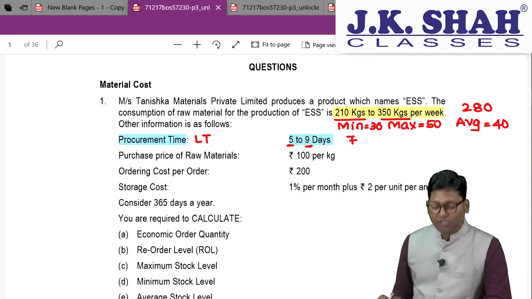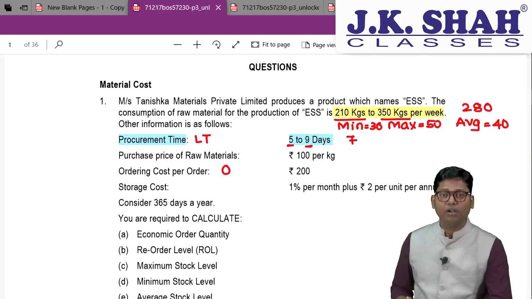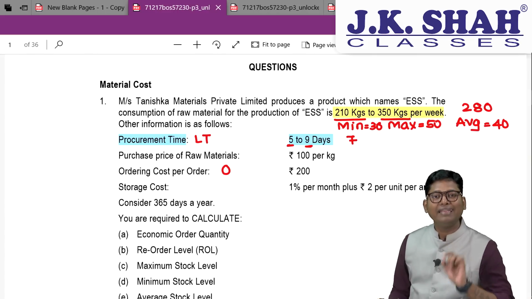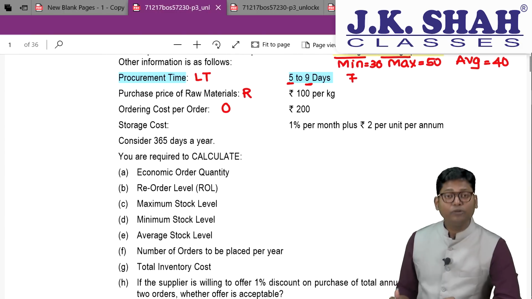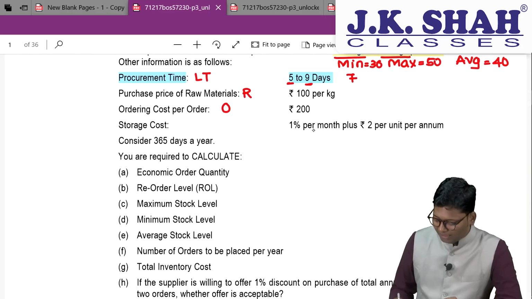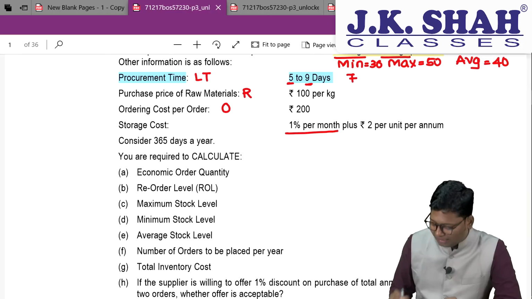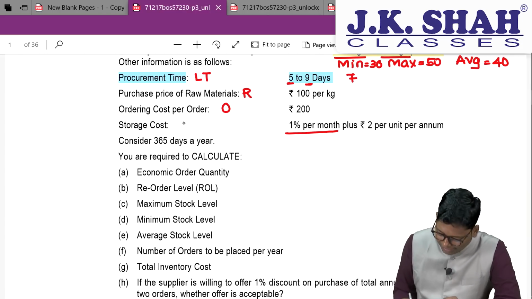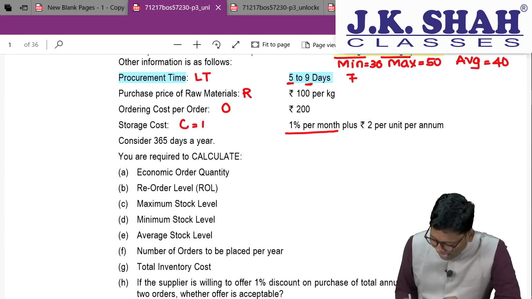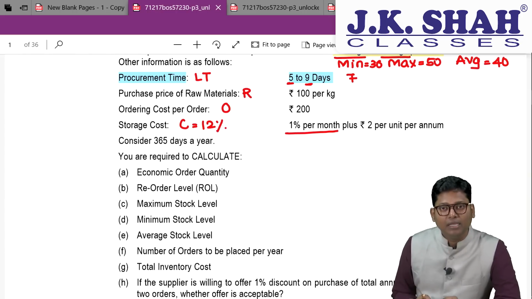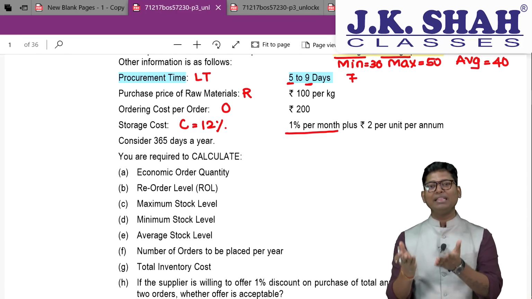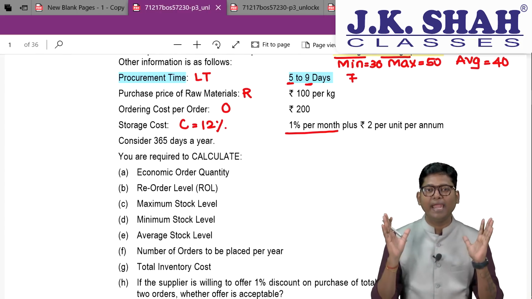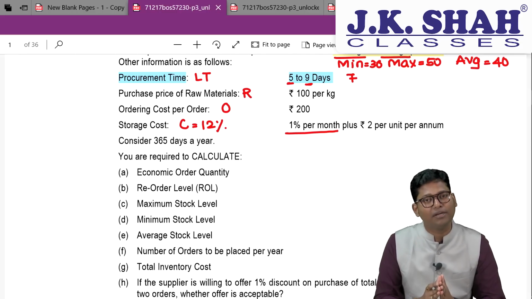Ordering cost per order is given. Ordering cost is your single order cost. Whenever you are placing a single order, in that case 200 is the ordering cost, and before that the purchase price is also given. This is the rate per kg of your material. The given information related to storage is very important. Your storage cost is 1% per month. This cost is given on monthly basis. So simply, if you want to calculate your carrying cost on annual basis, your annual carrying cost would be 12%. Sir, how did you convert that 1% into 12%? Because it is given on monthly basis, and in 1 year, 12 months are there. So for the entire year, 12% is your carrying cost proportion.